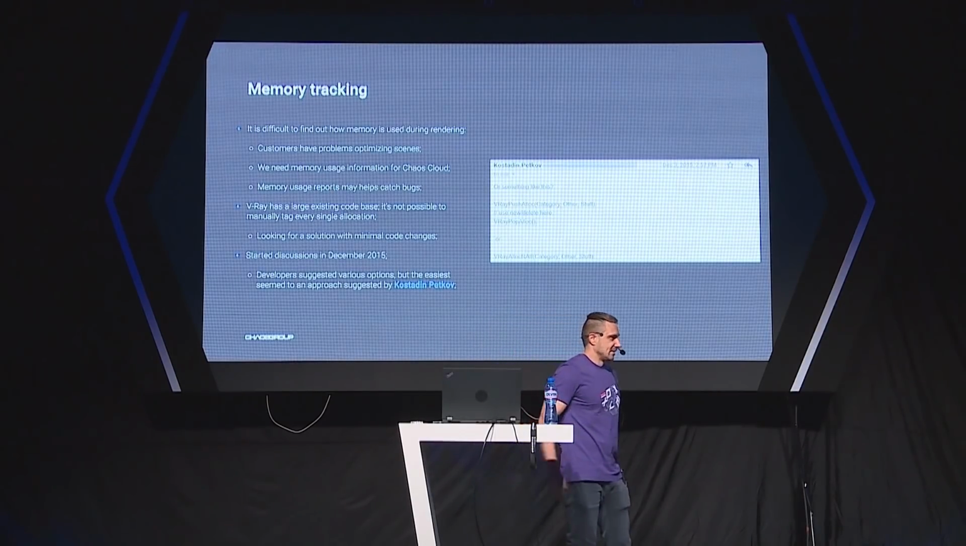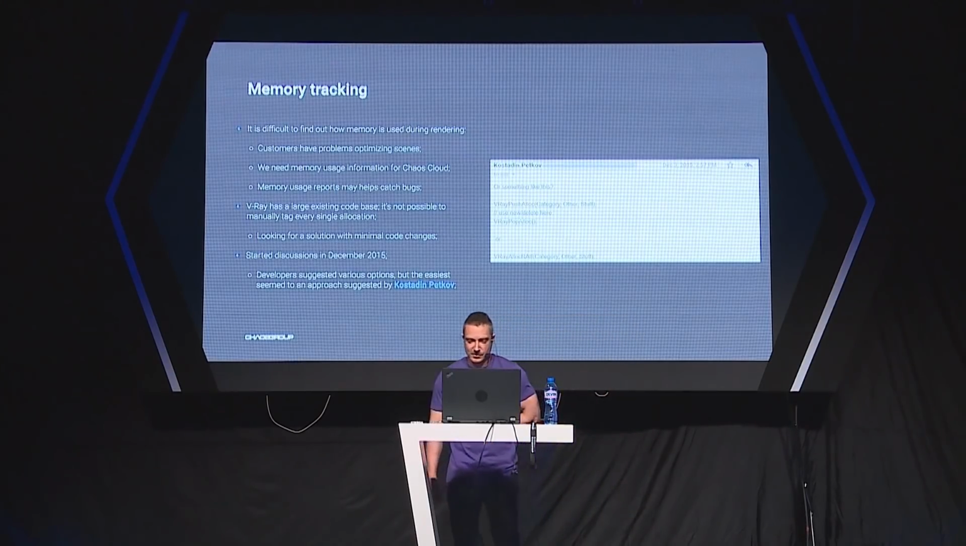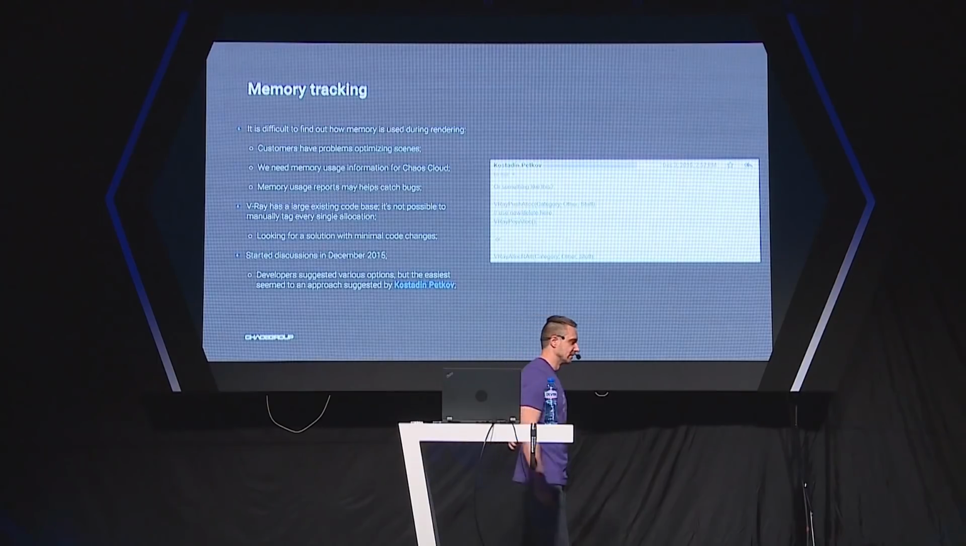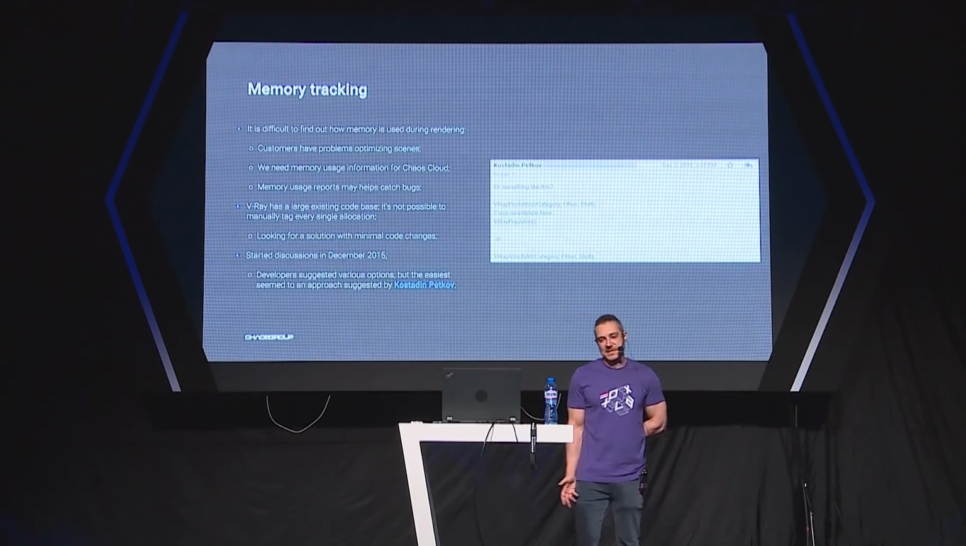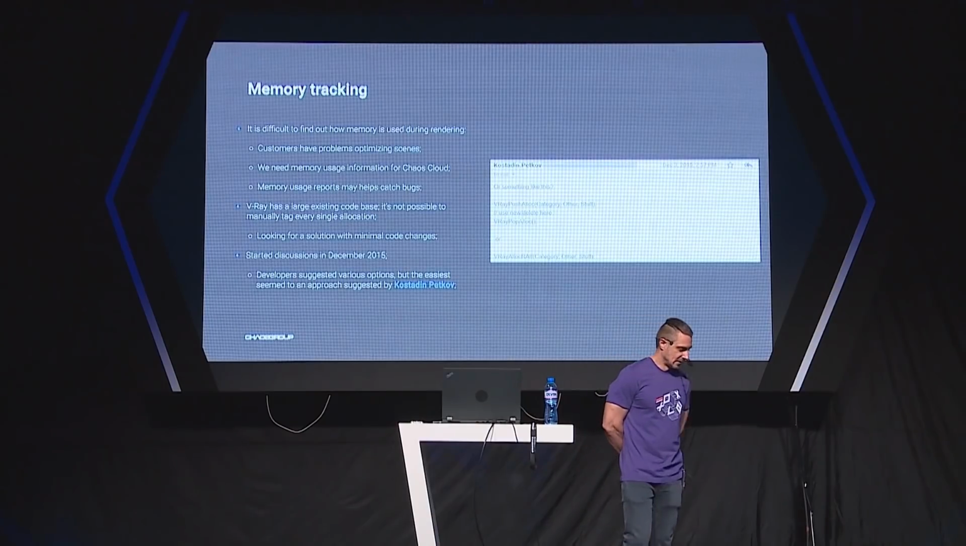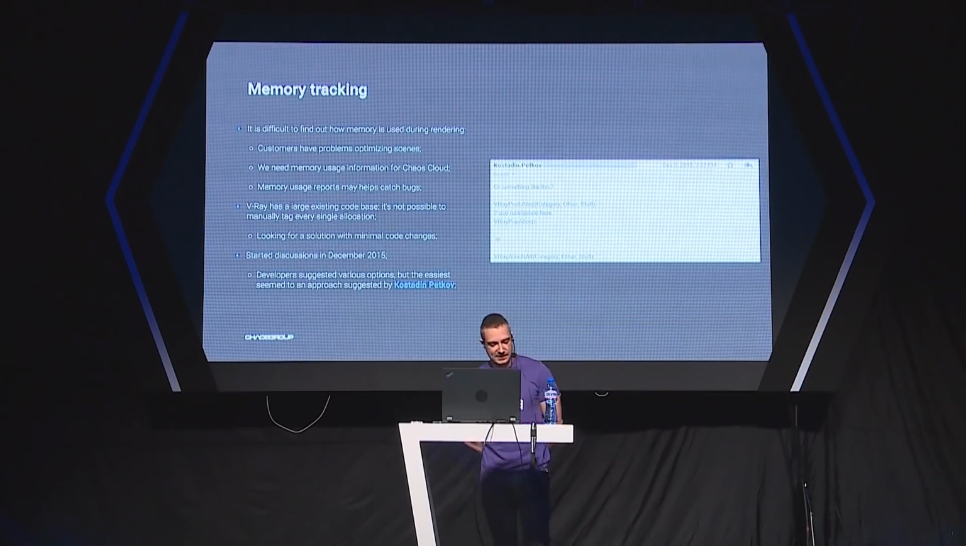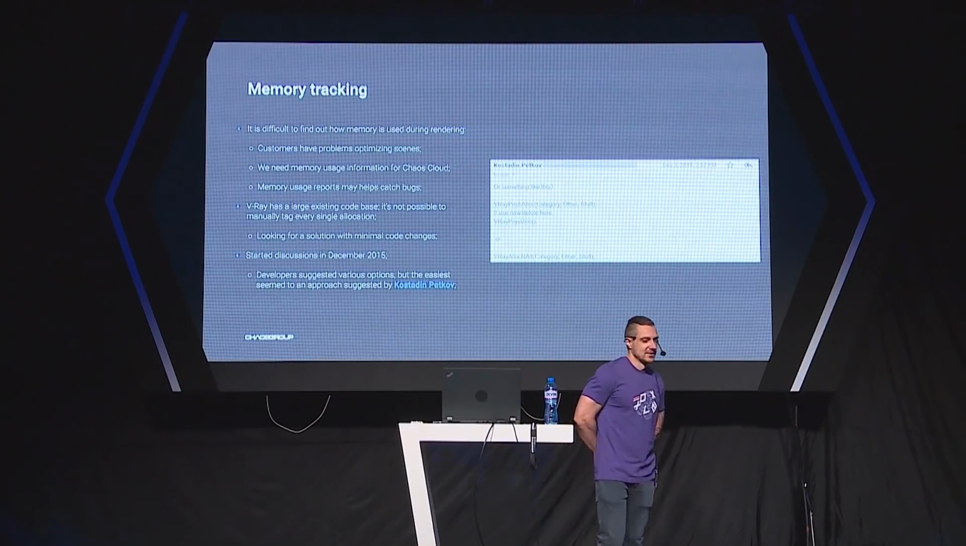We also realized that this type of information would be very useful for the Chaos Cloud. Obviously, when we run machines in the cloud, we need to specify how much memory they have, and if we have some way to keep track of the average memory usage, it will help us to maybe allocate resources better on the cloud. And finally, this is a useful tool that can help us catch bugs in V-Ray itself.